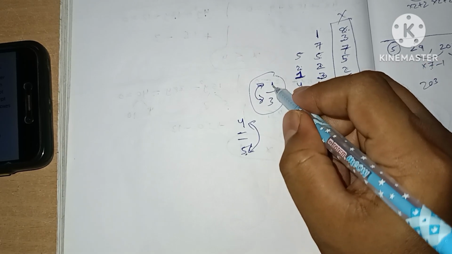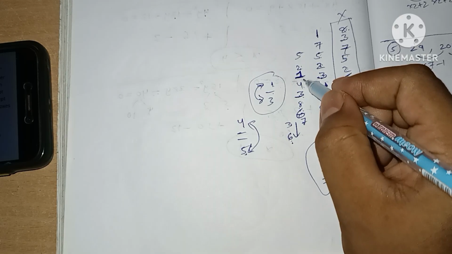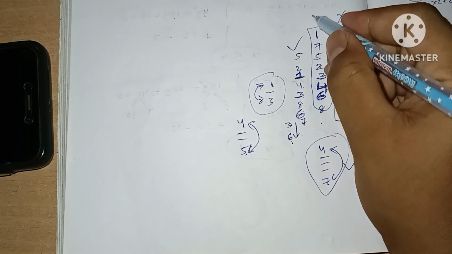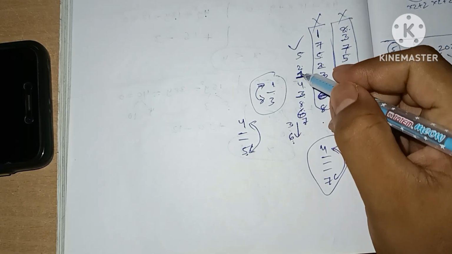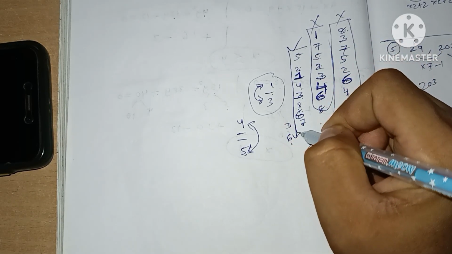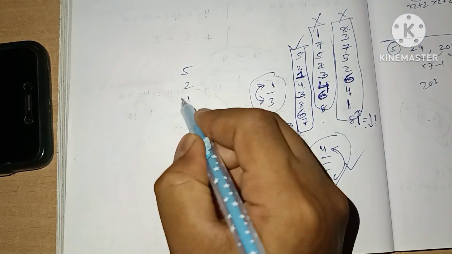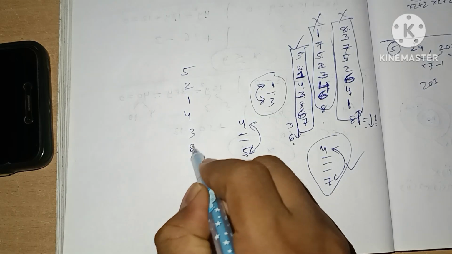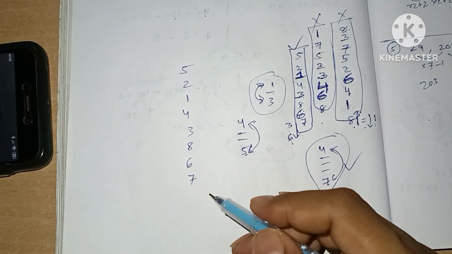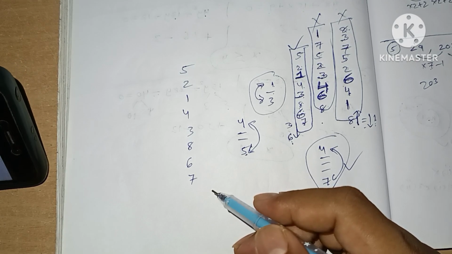And here we have the statement that between 1 and 3 there is only one box. This statement is satisfied here, but in this case it doesn't satisfy, so this case fails. So our solution is this one. So what we get is 5, 2, 1, 4, 3, 8, 6 and 7. This is the solution we got. Let's see the questions that are asked for this puzzle.